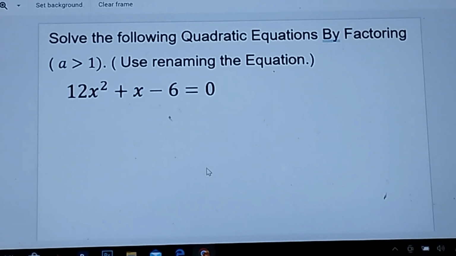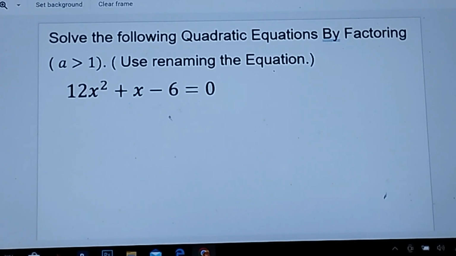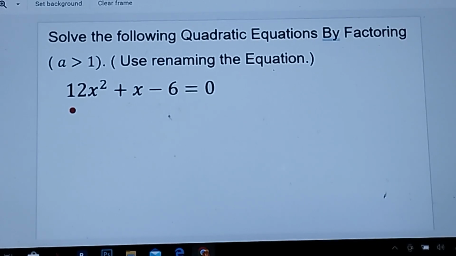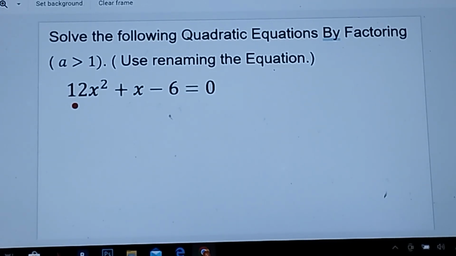So, this one is solving quadratic equations by factoring. Okay, so I will just rename the equation here. As you notice, the value of A is greater than 1. So you need trial and error to solve this type of quadratic equation, or the quadratic formula, or completing the square. But for equations like this, we will just rename the equation.